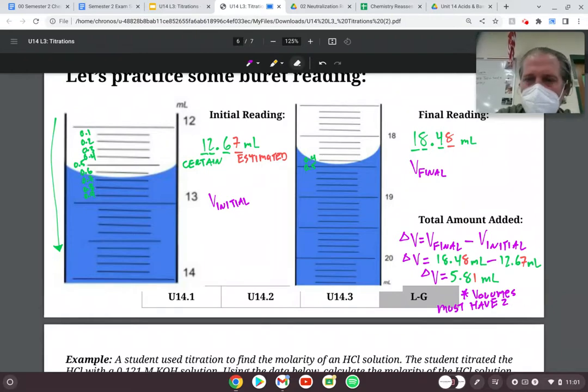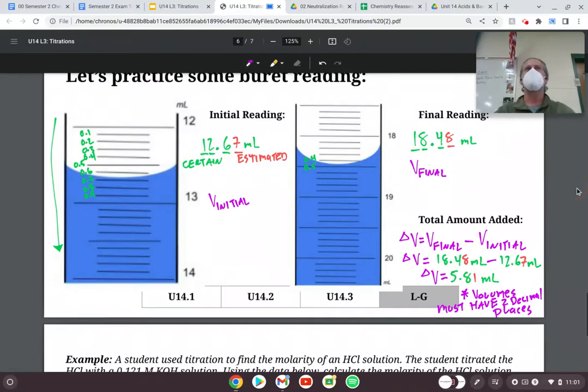Yeesh. Kind of ran out of room there. Must have 2 decimal places. I hate that, but you get the idea. Must have 2 decimal places. Man, I can do better. There you go. Okay. So just make sure that you're recording your volumes to 2 decimal places when we go into lab on Monday. All right.